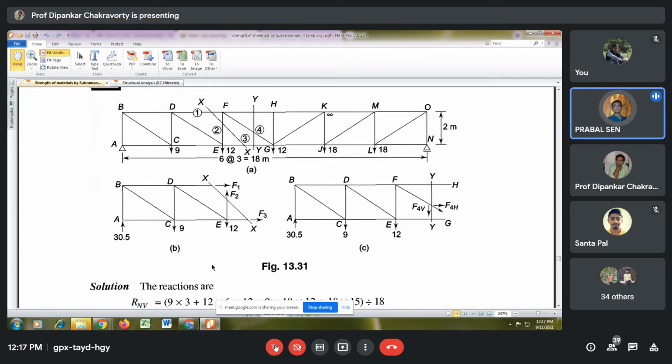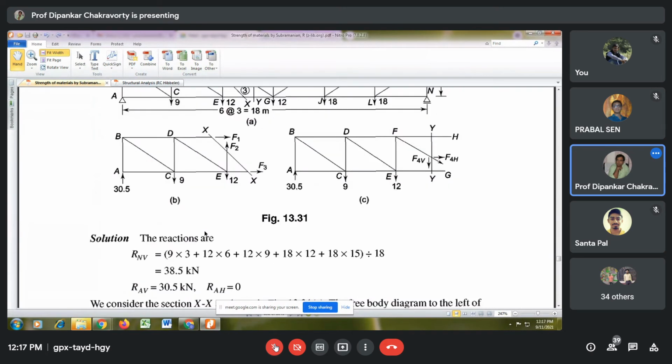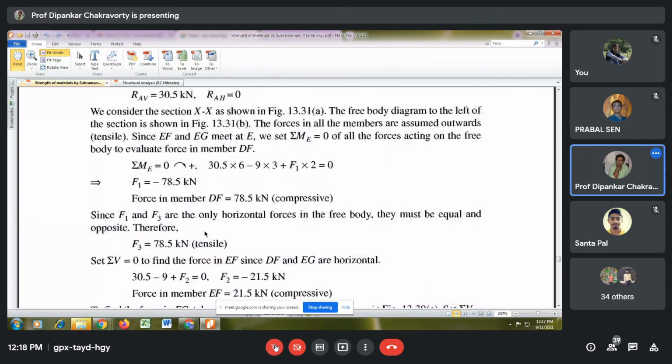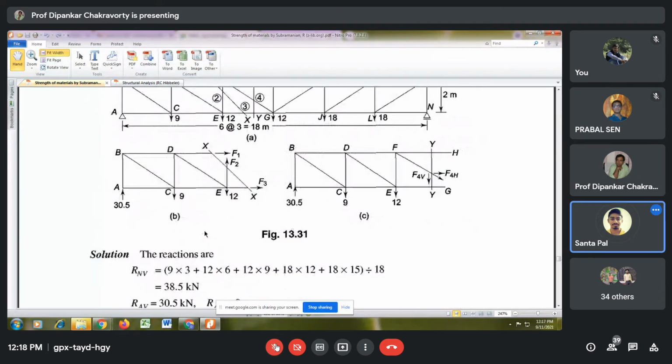30.5 minus 9 will be the answer. We will have the force 12 there. Summation of Fy equals 0. Exactly, very good. Summation of Fy equals 0, because F1 and F3 are both parallel, they never meet, but it doesn't matter, they are horizontal. So if I take vertical forces as 0, then F1 and F3 cannot contribute, and therefore F2 gets solved automatically. Is it clear to you? Yes, sir. Okay.